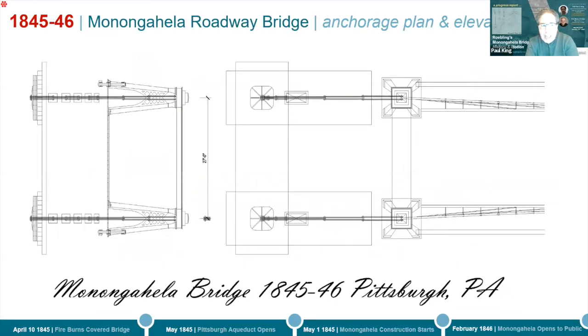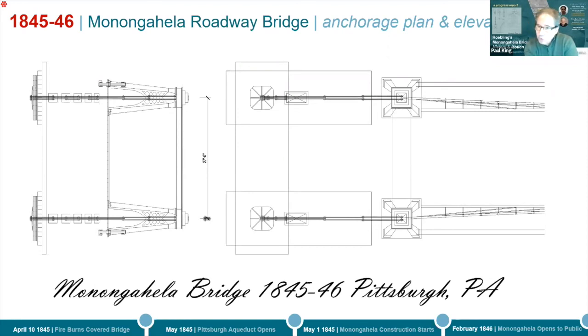This is how I originally drew my anchorages for the Monongahela Bridge. You're seeing a plan view on the right and sort of a section elevation on the left. That's just lining up. But you'll notice that the way I've drawn the anchorages is they align at 90 degrees to the towers, but the suspension cables are at an angle. So I know that the detail at that tower must be different than the other towers. And so the question is, how did Roebling account for that?